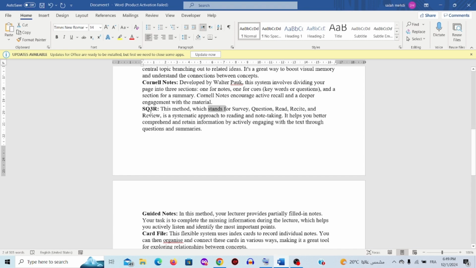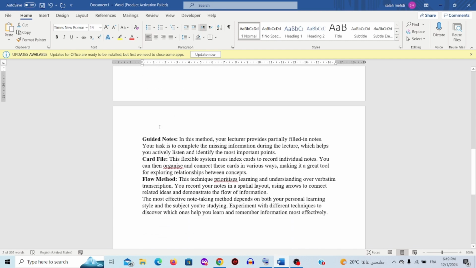So this is basically the SQ3R. And also we have the guided notes. In guided notes, your lecturer provides partially filled in notes. They are going to give you notes with blanks, and your job is to complete the missing information during the lecture. So you are going to try to complete the blanks, which helps you actively listen.